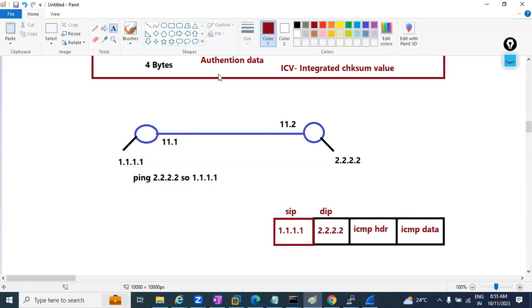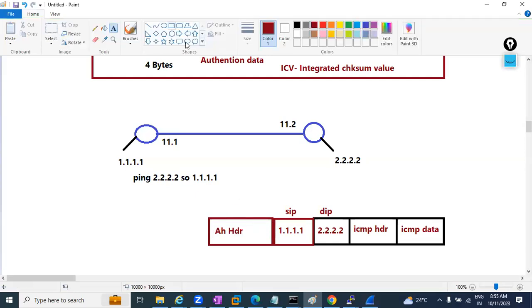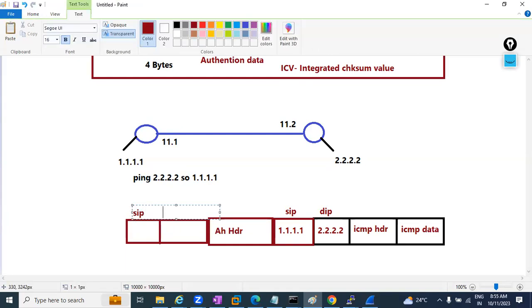On top of that, there would be the authentication header. After the authentication header, on top of that, there would be one more header, which is your outer header. Again we have the source IP and the destination IP here. And what would be the source IP here? It would be 11.1 and it would be 11.2.